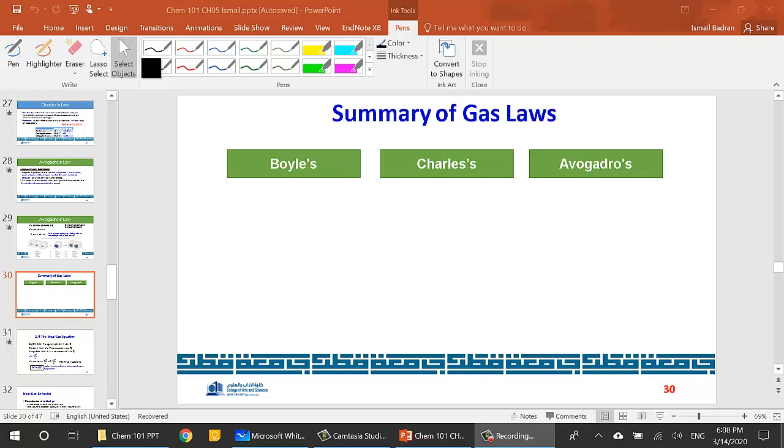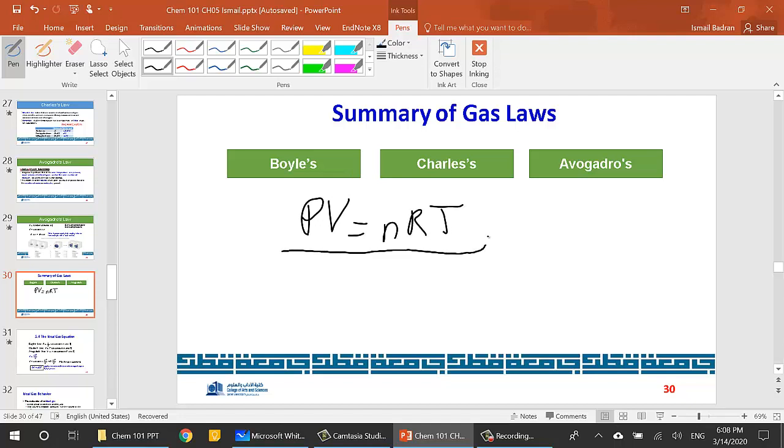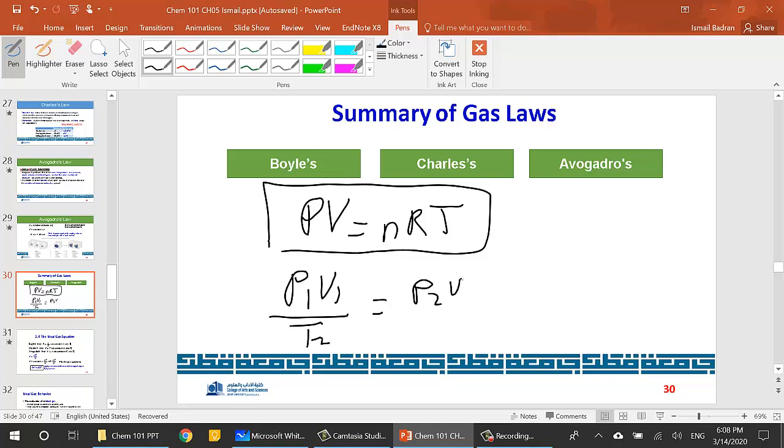We are continuing with Chapter 5, the gases chapter. Let us recall what we talked about in the previous lecture: Boyle's, Charles's, and Avogadro's laws. They all combined into the ideal gas equation, PV = nRT. This equation is the result of the experimental work of these three scientists. We also proved that P1V1/T1 = P2V2/T2 for a gas changing state from, let's say, state A to state B.